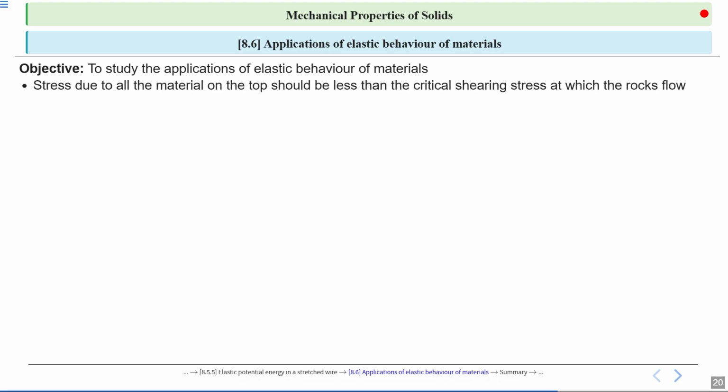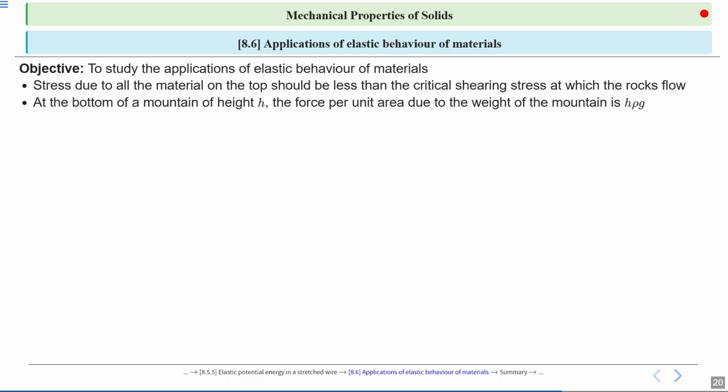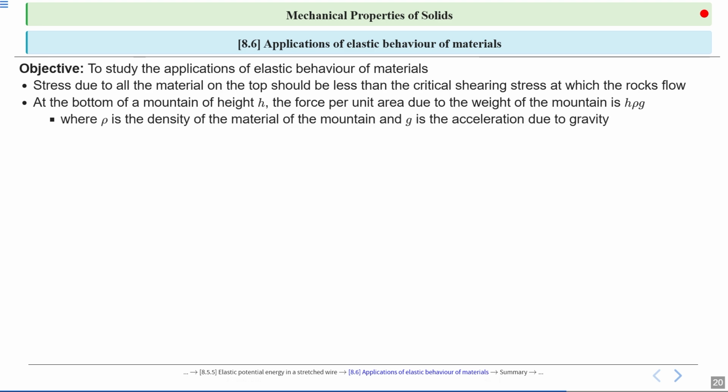So, stress due to all the material on the top should be less than the critical shearing stress at which the rock flows. At the bottom of a mountain of height h, the force per unit area due to weight of the mountain is h rho g, where rho is the density of material of the mountain and g is the acceleration due to gravity.